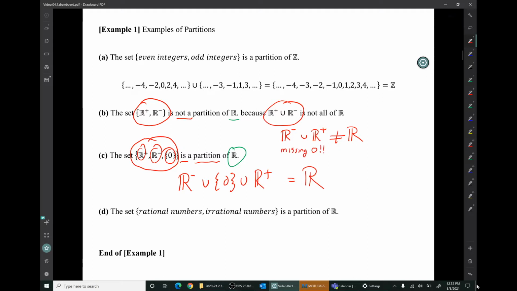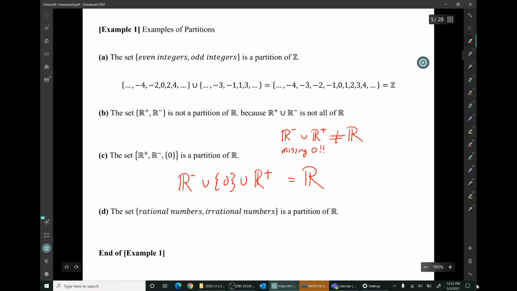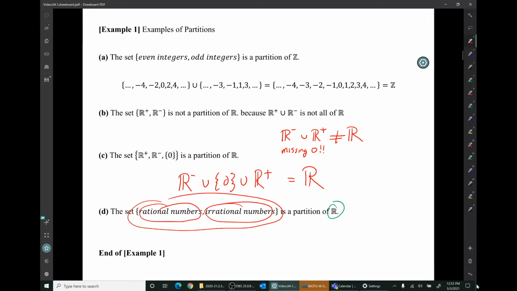The reason that the union is not all real numbers is because the union is missing the number 0. Another example of a partition of the set of real numbers is this one, the set of rational numbers and irrational numbers. Every real number is either rational or irrational.